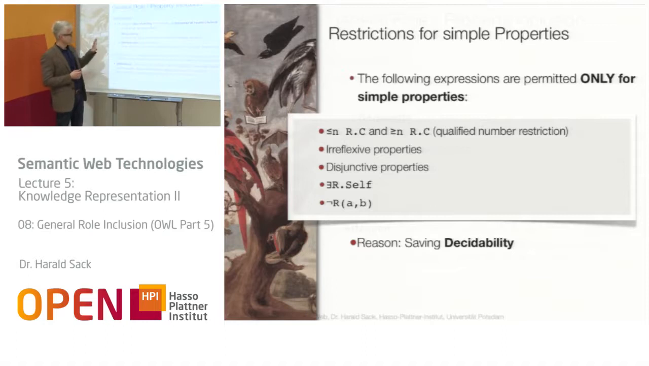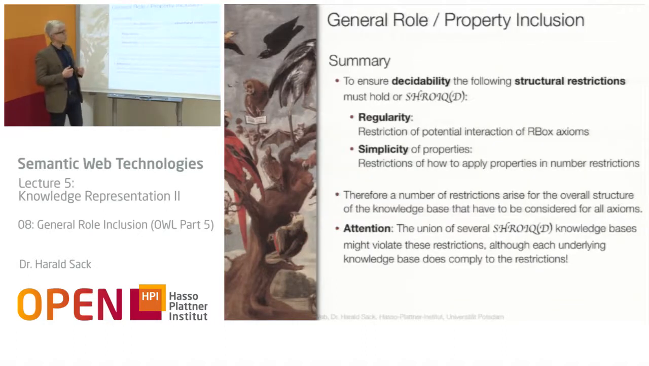So in short, if you summarize all this, the first point is we want to ensure decidability, and therefore the following structural restrictions must hold for our description logic SROIQ(D). The first thing is regularity. It means there are certain restrictions concerning the interaction of RBox axioms. You remember there are only certain forms or schemata of role inclusion allowed, and there must be a strict ordering that has to be maintained.